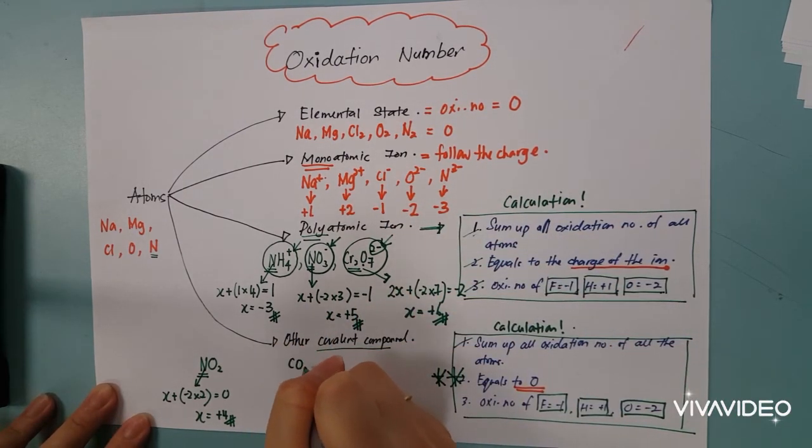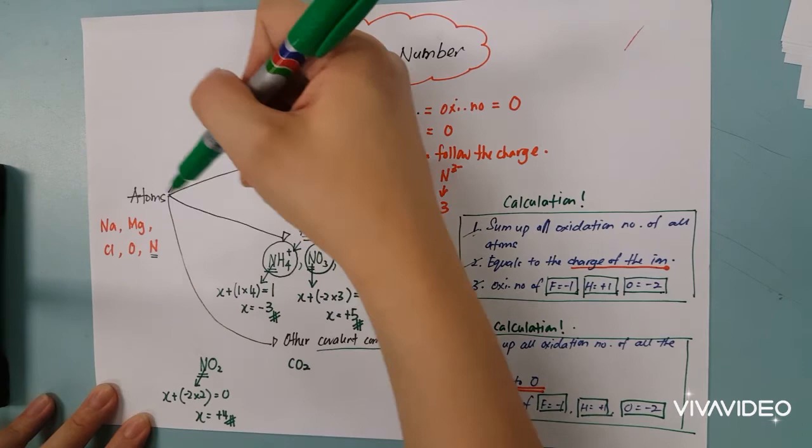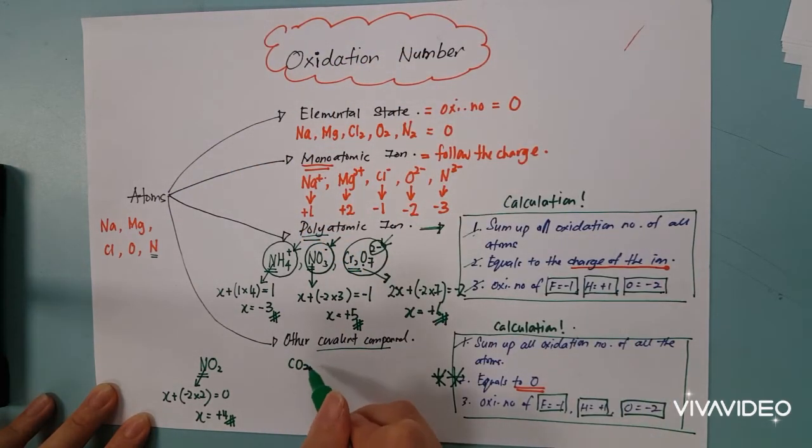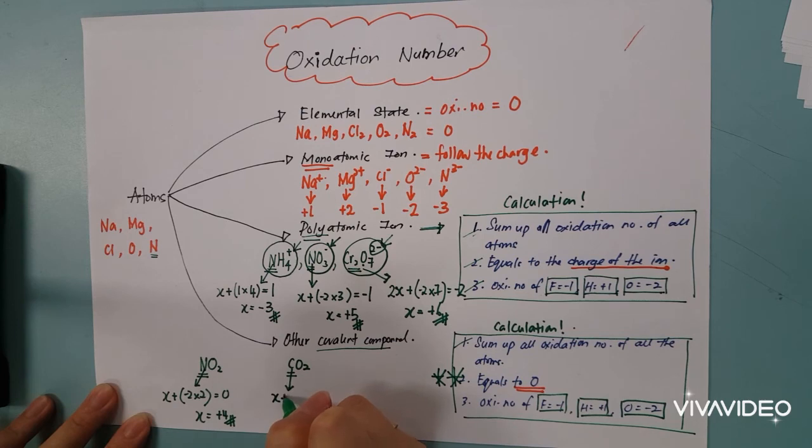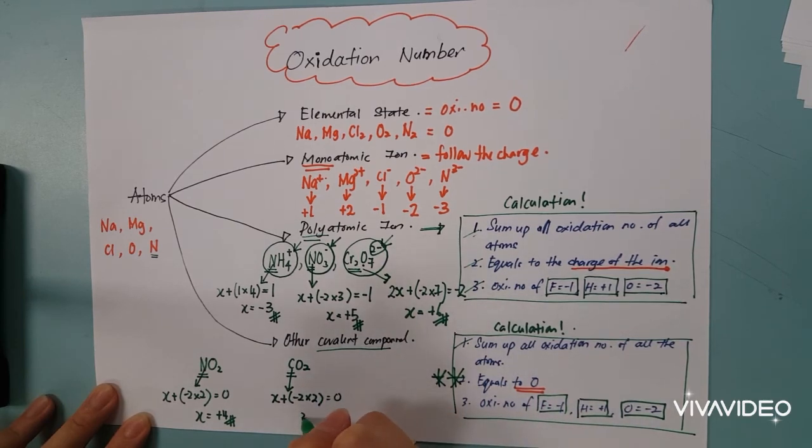Right, next let's look at another example. Let's say I have carbon dioxide. That means I have a carbon atom that reacts with oxygen atoms and forms a covalent compound, CO2. If a question asks you, what is the oxidation number of carbon in this covalent compound? To solve this, follow the calculation, add all the oxidation numbers, X. Oxygen is always -2, and I have 2 of them. And I need to let it equal 0. So X equals +4. That means in this case, the oxidation number of carbon is +4.